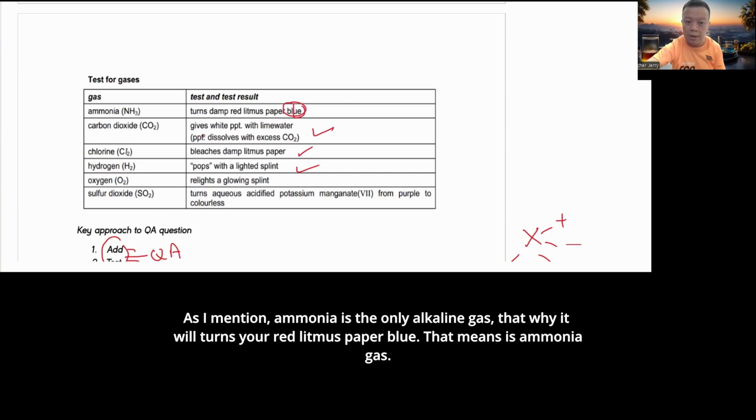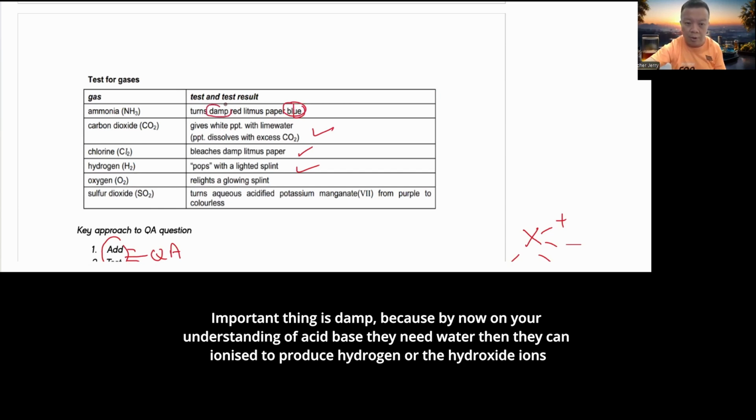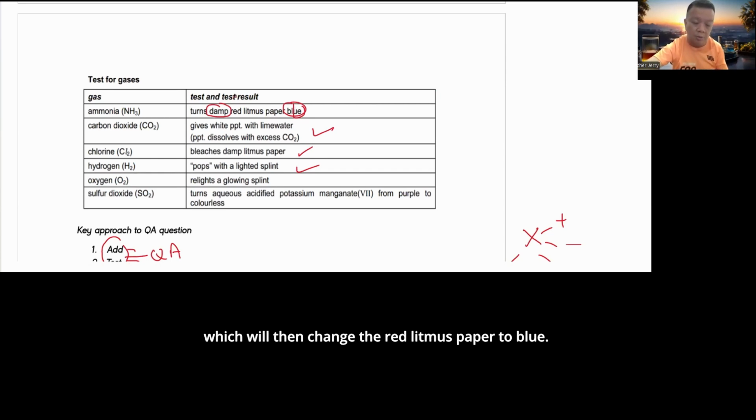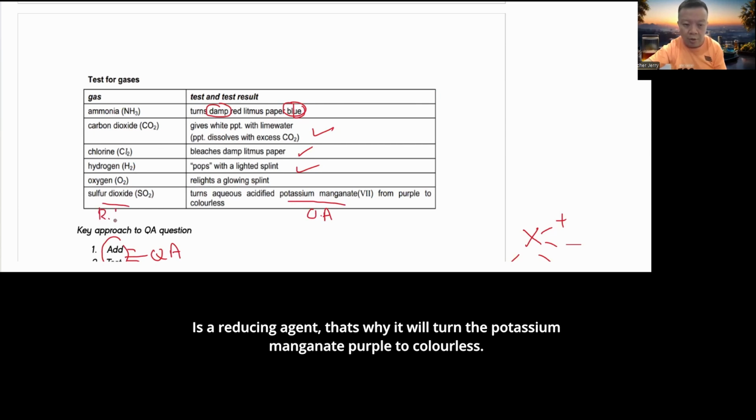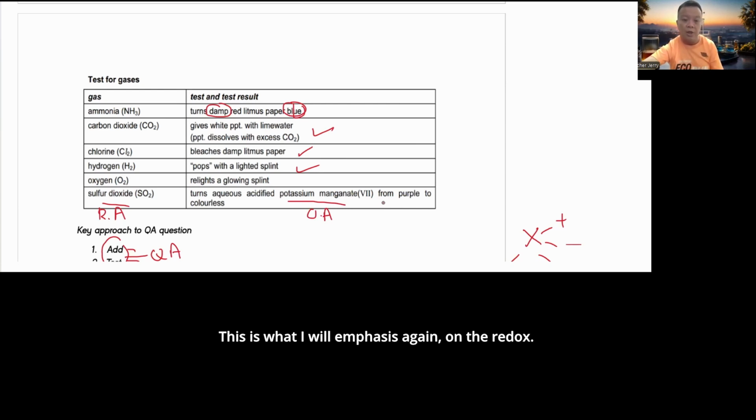Then there is ammonia gas. The important thing, from our understanding of acid and base, is that they need water. Then they can ionize to produce the hydrogen or hydroxide ions, which will then change the litmus paper color. Sulfur dioxide, later when we learn redox, you will know that this is actually a reducing agent. That's why it will turn potassium manganate purple to colorless. We'll emphasize this again in redox.